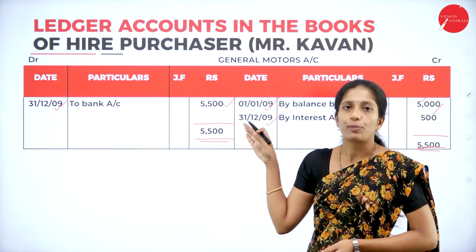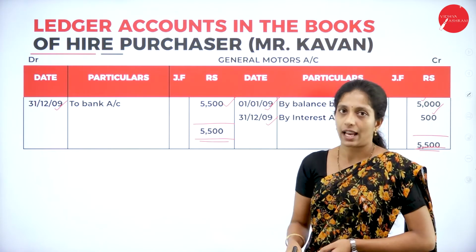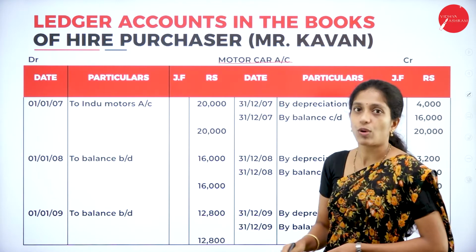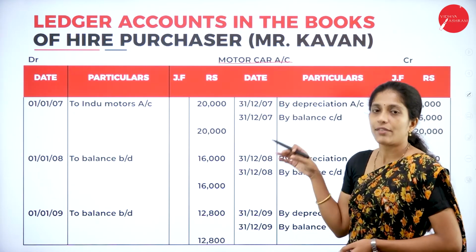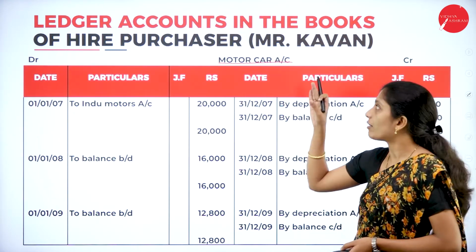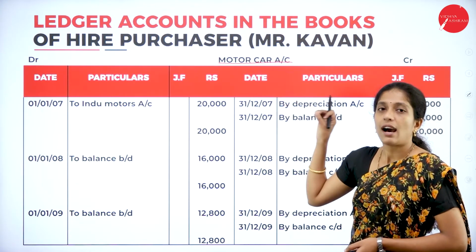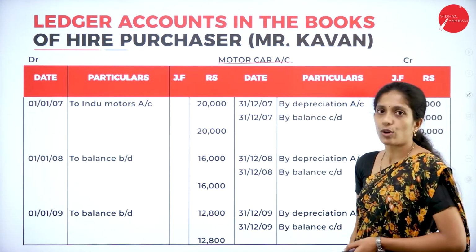So the first account to be prepared is the hire seller's account. Next, go to the asset account. Here the asset is what? Motor car. So here we are going to prepare ledger accounts in the books of the hire purchaser, that is Mr. Kavan. Under that we shall prepare the asset account. So here the asset is motor car.